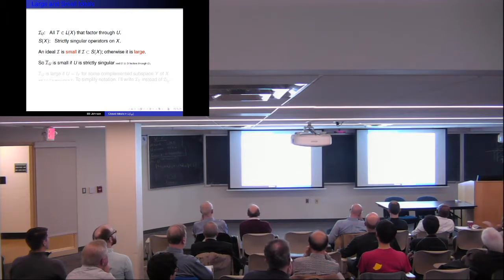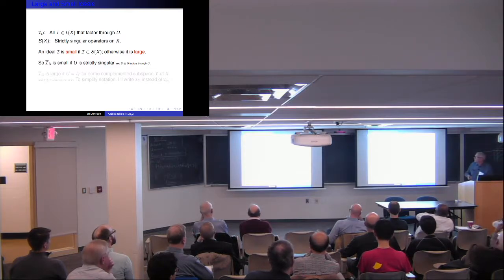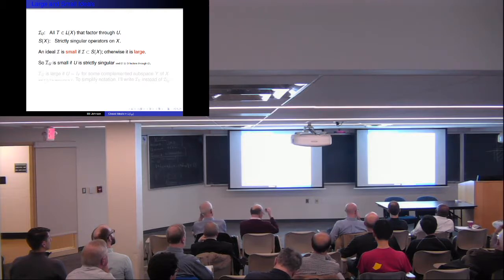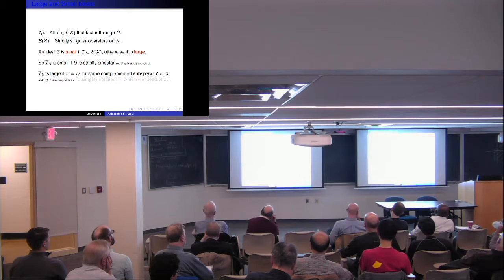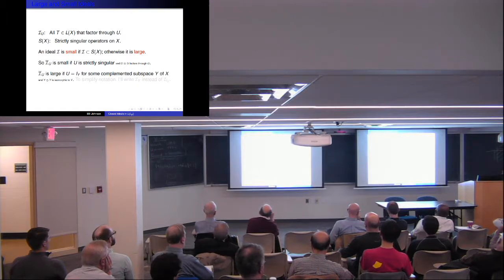So how do you guarantee that an ideal constructed of the form I of U is small? You just make sure that the operator you start with is strictly singular, because then you look at all operators that factor through the strictly singular operator. They're all strictly singular. You take the closure, and the closure of the strictly singular operators is strictly singular, so that's all you have to do. How do you get one which is not strictly singular? Well, the natural way is to take some complemented subspace of X and to make sure that U plus U factors through U, just make sure that you choose one so that it's isomorphic to its direct sum.